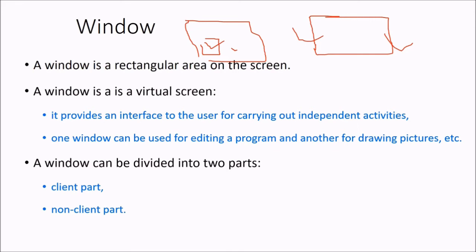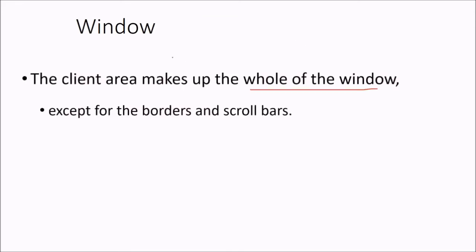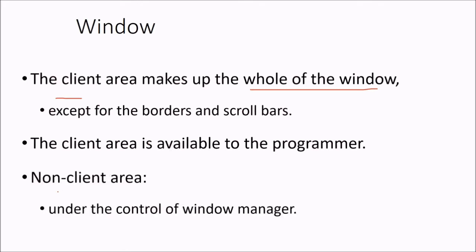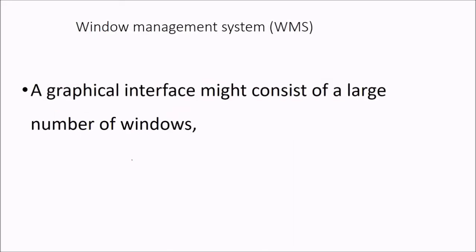So let me change it. This is the client part. This is the non-client part, right? So except for borders and scroll bars, the client area makes up the whole of the window. And this client area is available to us, meaning the programmers or software people. But the non-client area is under the control of the window manager.